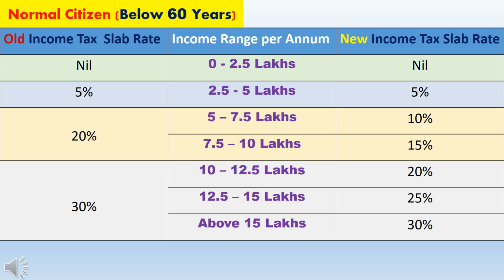Next, for the amount between 10 lakhs to 12.5 lakhs, 20% tax you have to pay. Next, for the amount between 12.5 lakhs to 15 lakhs, 25% tax you have to pay. Next, in total income which is above 15 lakhs, for that amount 30% tax you have to pay.